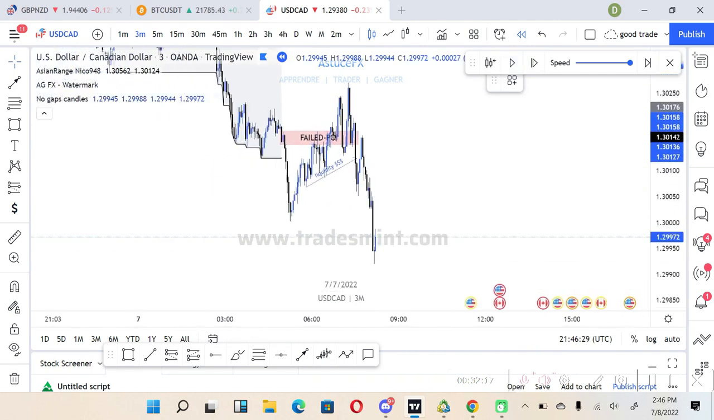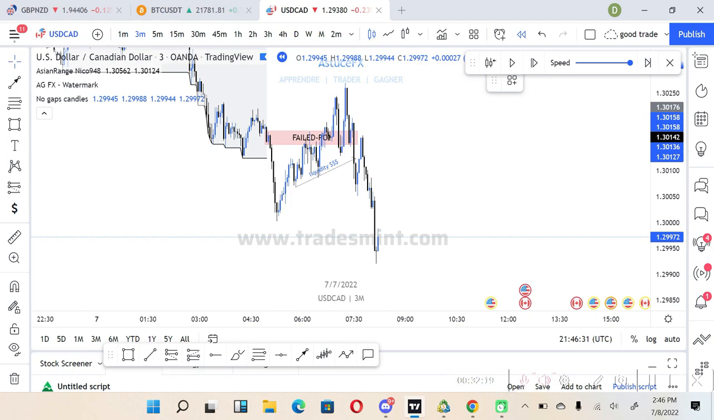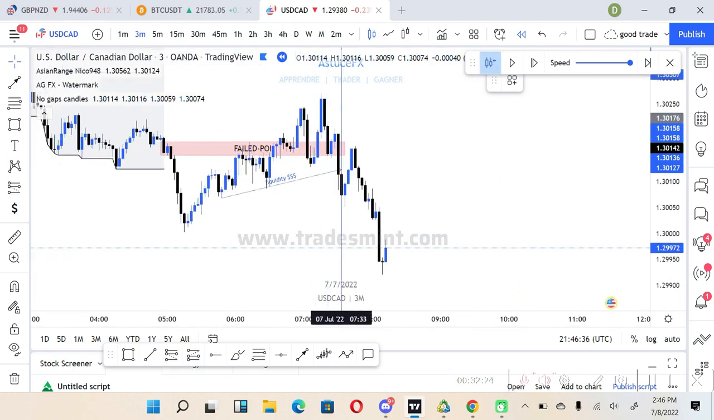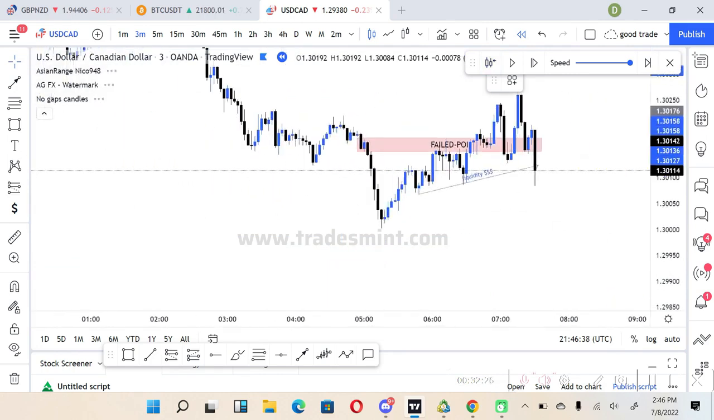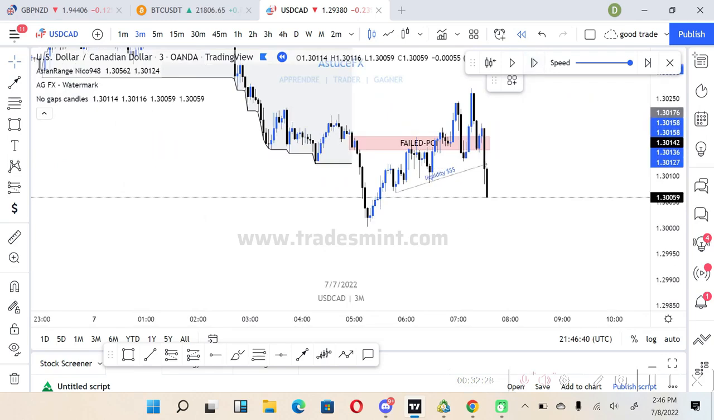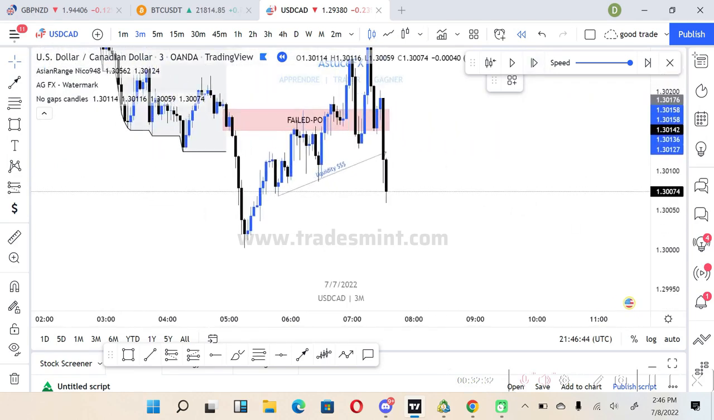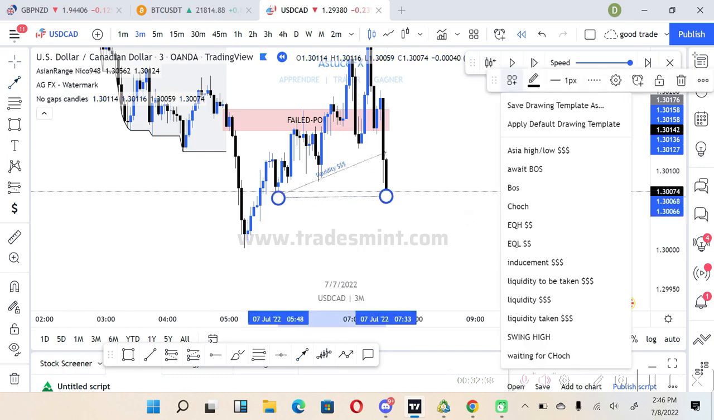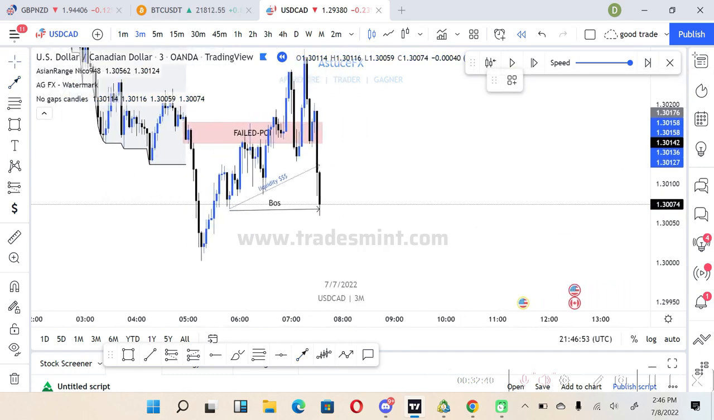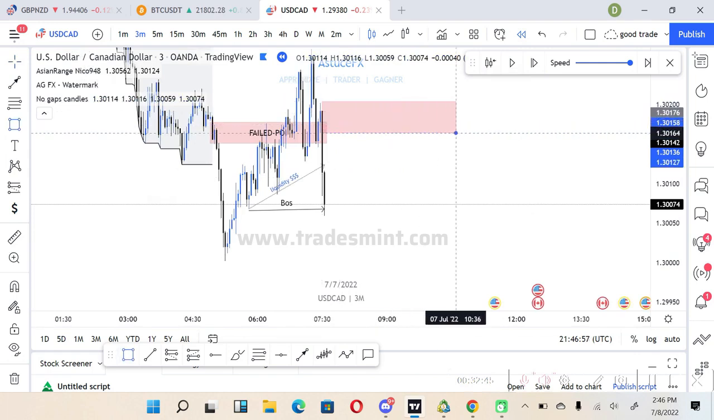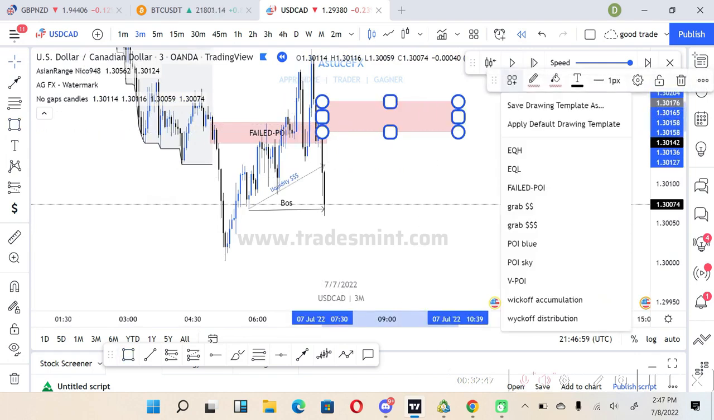Okay, price ran through the liquidity, and let me try to slow this down. From this area, if you see well, we did break this. We broke this one. This is actually a BOS. Now I can try to sell the market. I can sell from where? I can sell from this candle, this supply zone.